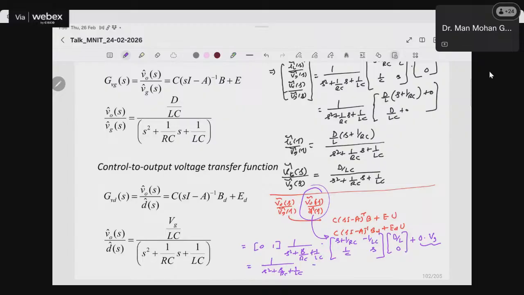So this is 0, 1 into, you will multiply this by D upon L, S plus 1 upon RC, plus 0, and this will be D upon LC, right? So you again multiply this. So what will it be? 0 plus 1 into D upon LC. So this will be D upon LC divided by S square plus S upon RC plus 1 upon LC.